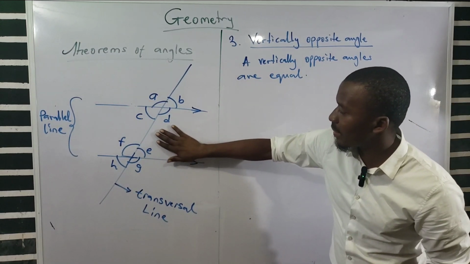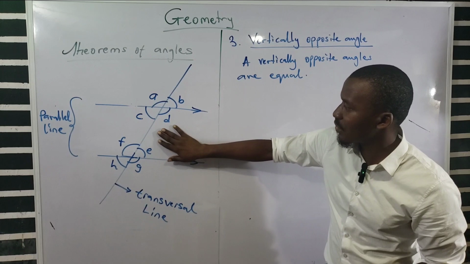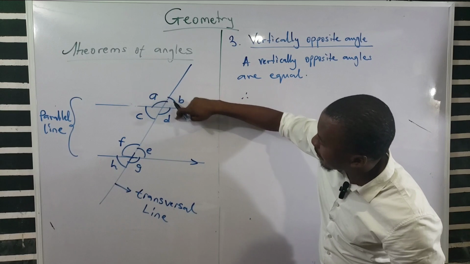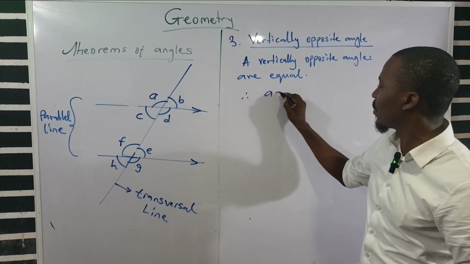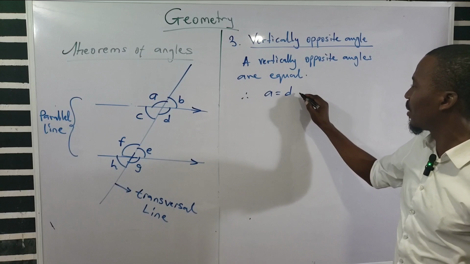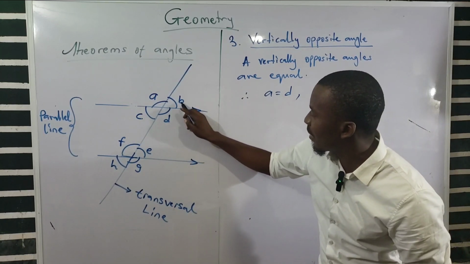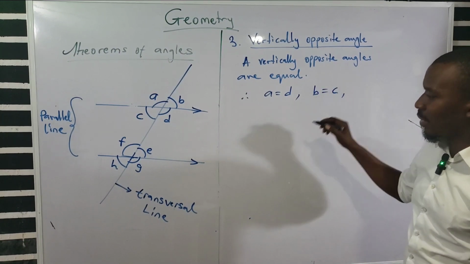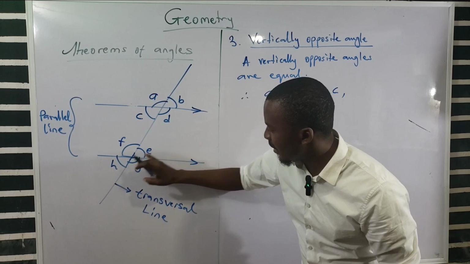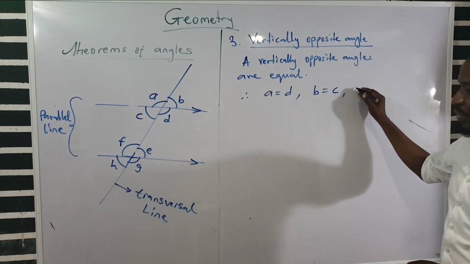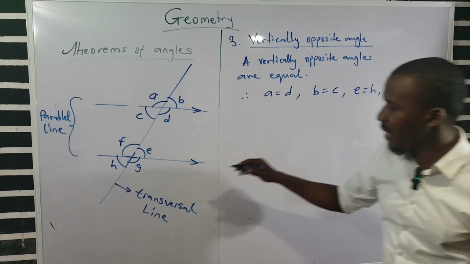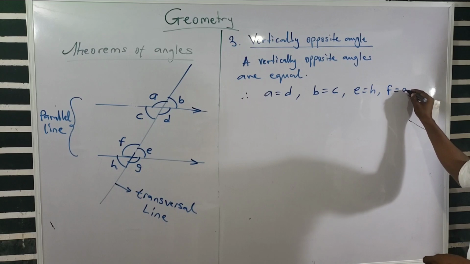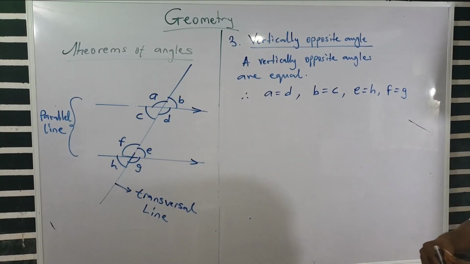Now, using our diagram here, from the diagram we can see that A and D are vertically opposite. So A equals D. That's not the only vertically opposite pair here. B and C are vertically opposite. Then here you can see that E and H are vertically opposite, so E equals H, and here we can say that F and G are vertically opposite. So these are the vertically opposite angles we can get from there.